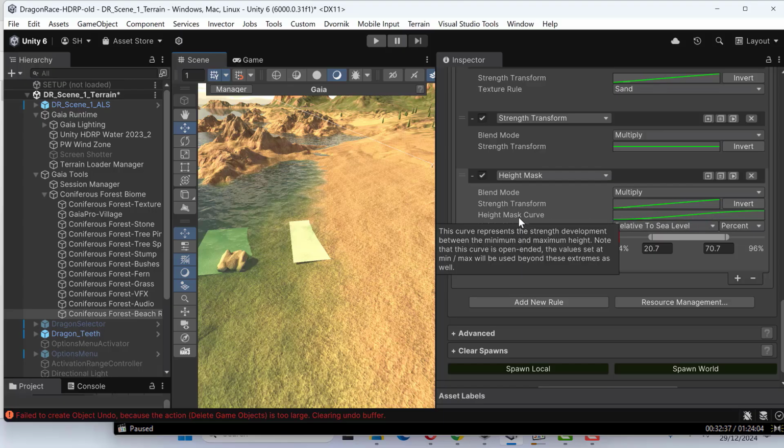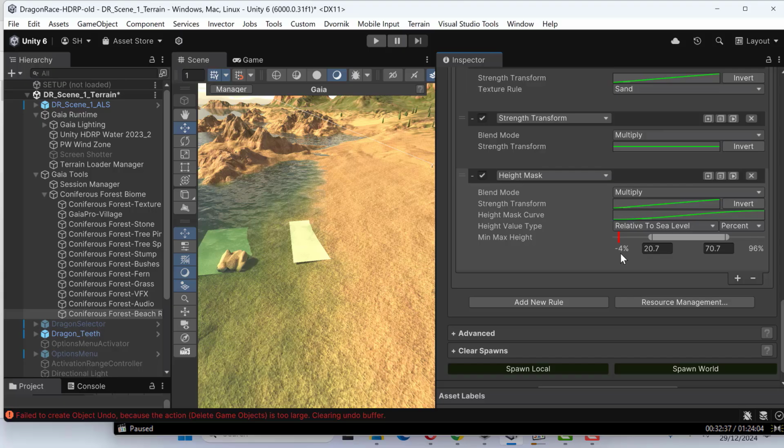"Height mask curve. This curve represents the strength development between the minimum and maximum height. Note that this curve is open-ended. The values set at minimum and maximum will be used beyond these extremes as well." Yeah, that's nonsense. You need to have actually developed this to know what the hell they're talking about.